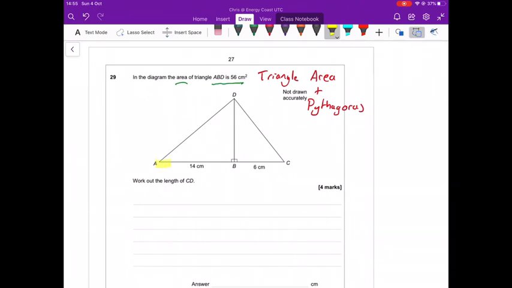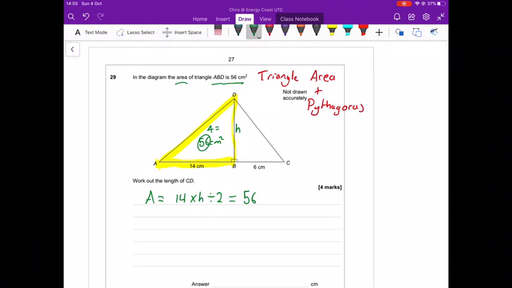Okay, I'm just going to have a look at that. So ABD, like that, has an area of 56 centimeters squared. How do you work out the area of the triangle? I'm going to call this top thing H, and I could do with working that out. So area of a triangle is base, which is 14, times the height divided by 2, and that gives you 56 because it said it equals 56.